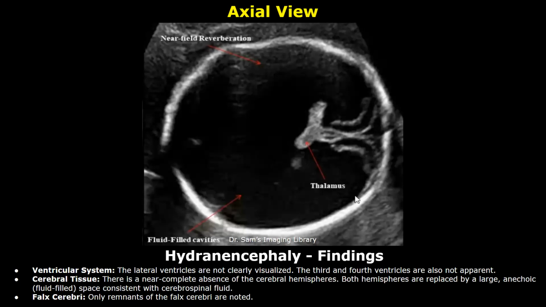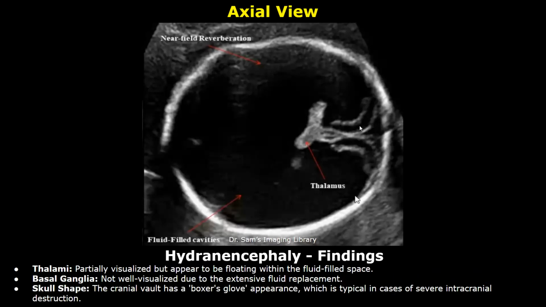Ventricular system. The lateral ventricles are not clearly visualized. The third and fourth ventricles are also not apparent. Cerebral tissue. There is a near complete absence of the cerebral hemispheres. Both hemispheres are replaced by a large anechoic fluid-filled space consistent with cerebrospinal fluid. Falx cerebri. Only remnants of the falx cerebri are noted.